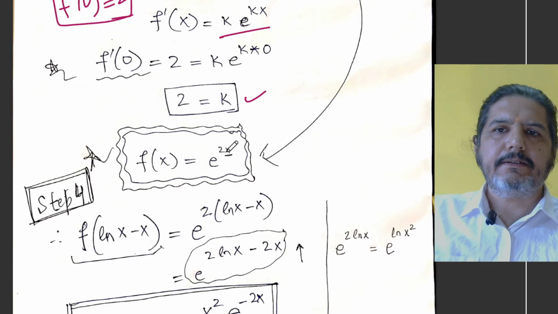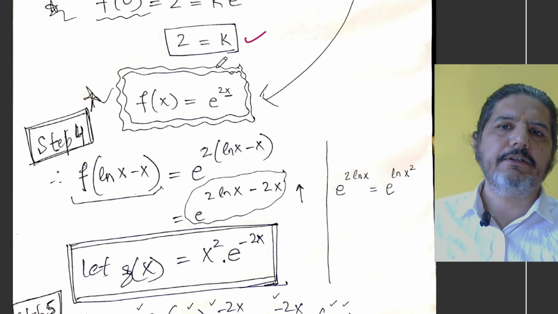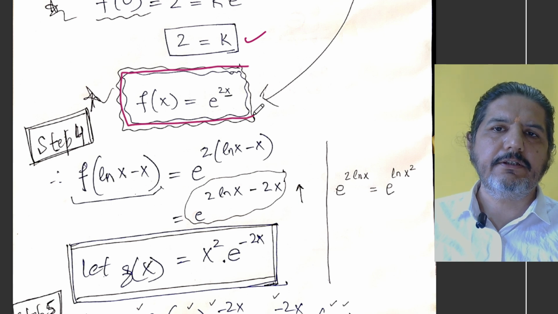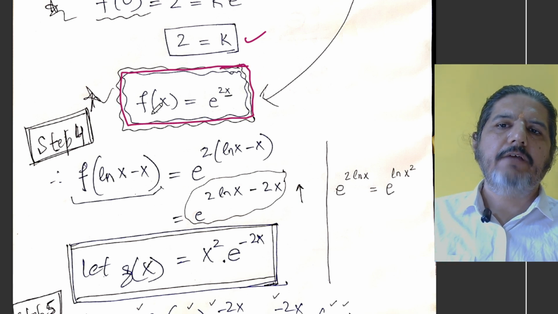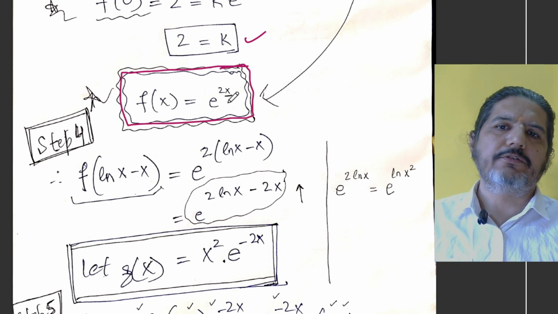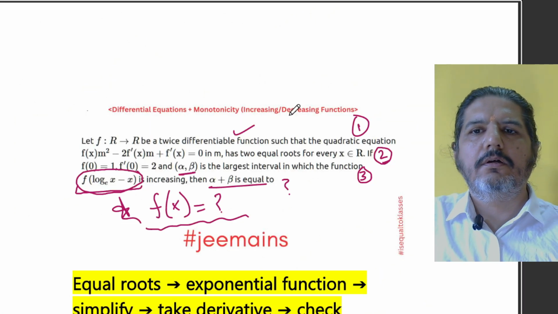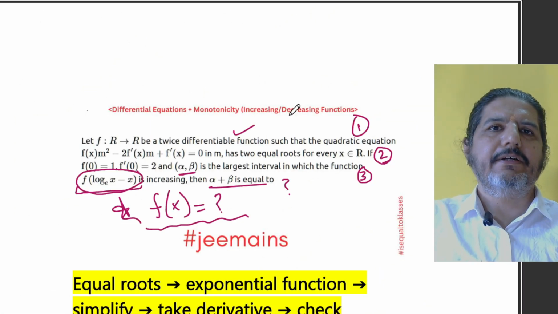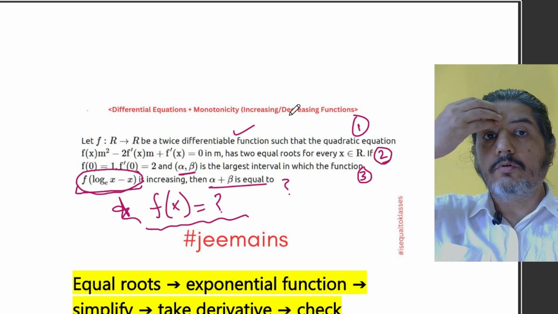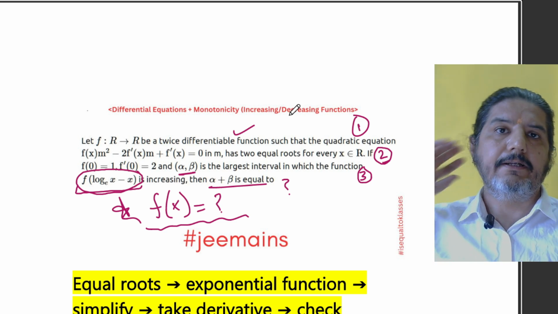Finally I reach the end of step 3. I reach this function. The given f x is equal to e raised to power 2x. So this is the first time I have seen the function. In the question, whatever they were talking about as f x, now it's the first time that I have concluded that this is how my f x looks like.